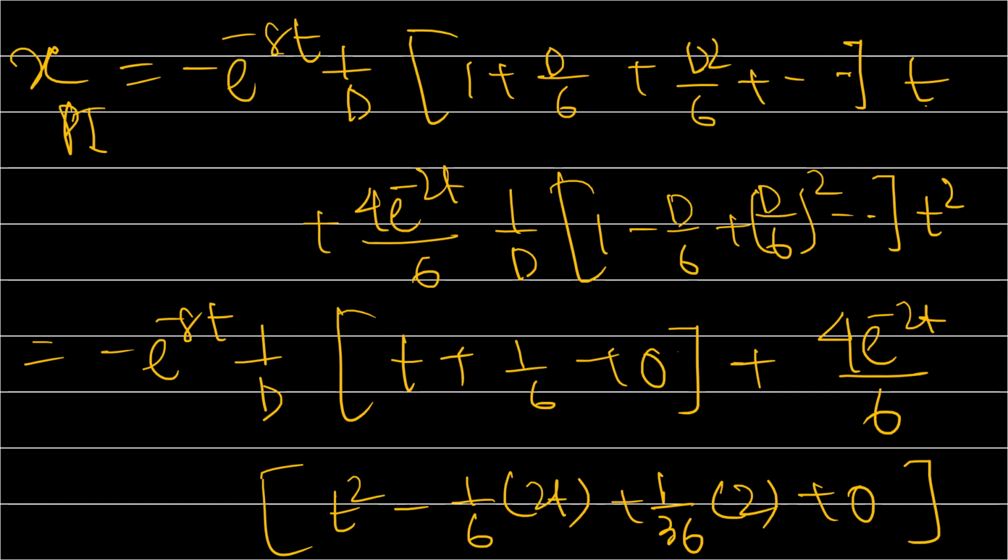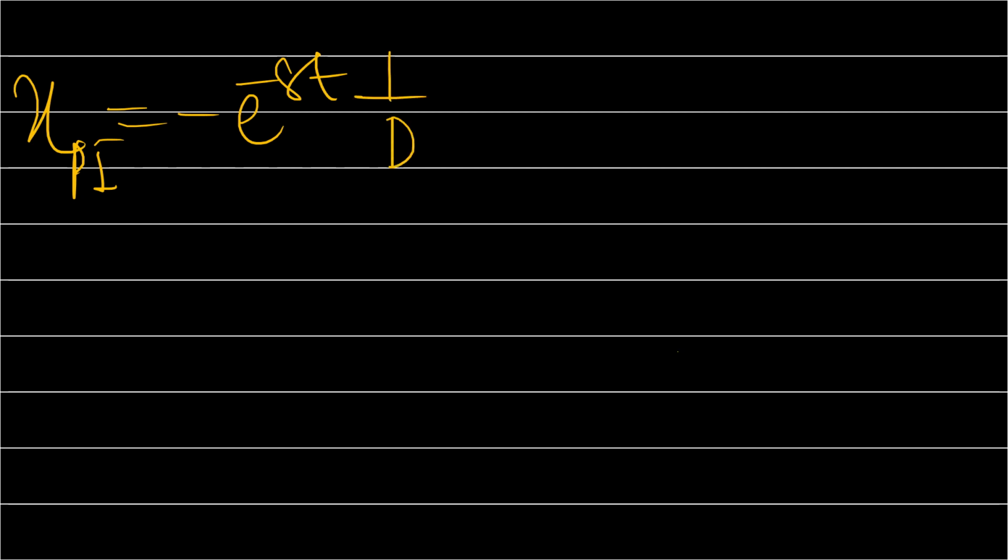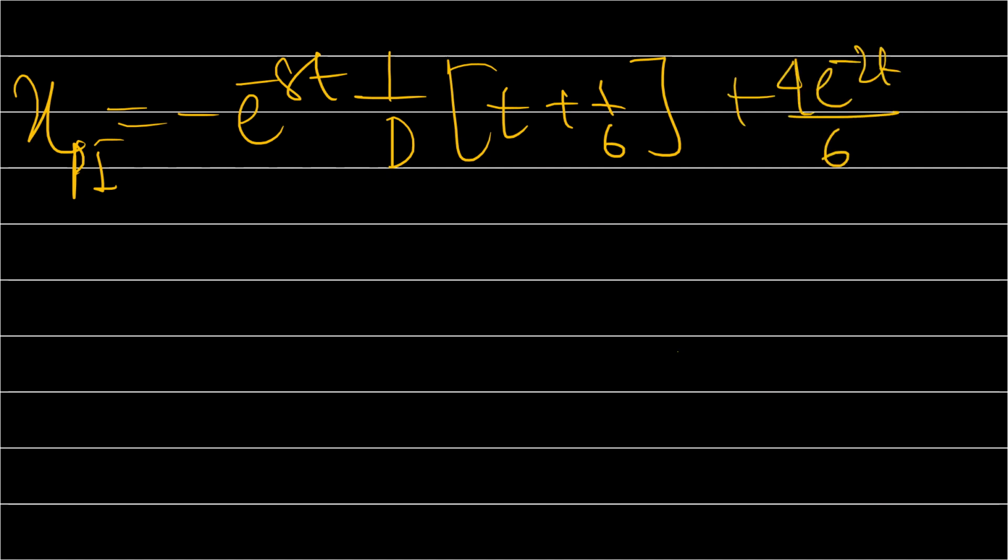So it will be, what? So xpi will be equal to e to the power minus 8t, 1 by D whole into t plus 1/6, plus 4 e to the power minus 2t by 6, 1 by D whole into 1 minus D by 6.